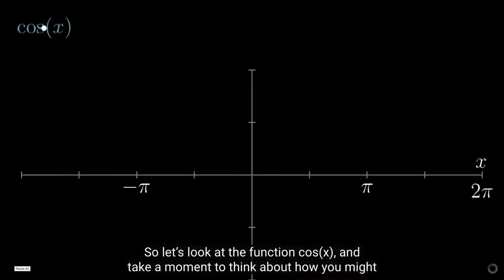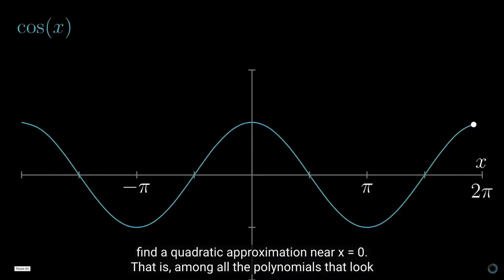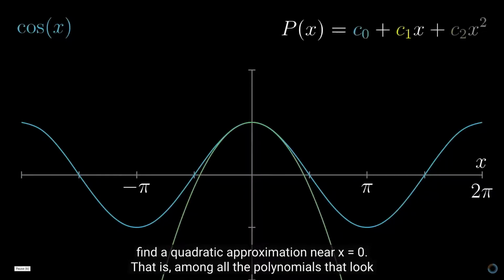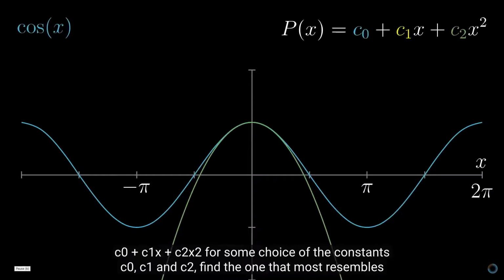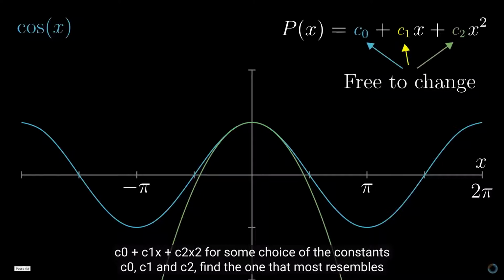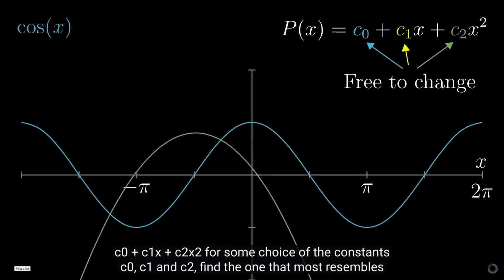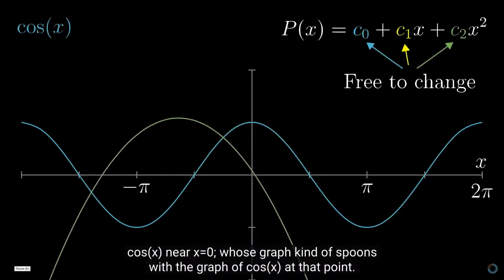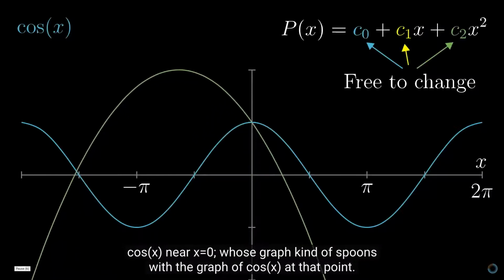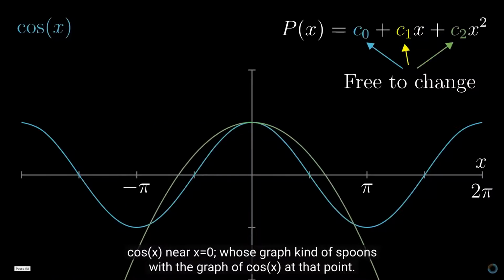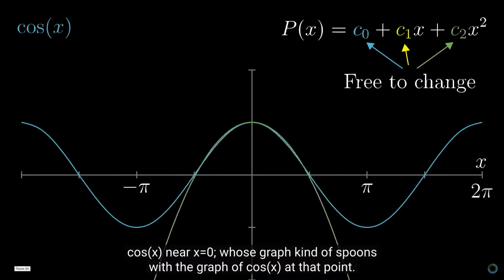So let's take a look at that function, cosine of x, and really take a moment to think about how you might construct a quadratic approximation near x equals 0. That is, among all of the possible polynomials that look like c0 plus c1 times x plus c2 times x squared, for some choice of these constants, c0, c1, and c2, find the one that most resembles cosine of x near x equals 0, whose graph kind of spoons with the graph of cosine x at that point.